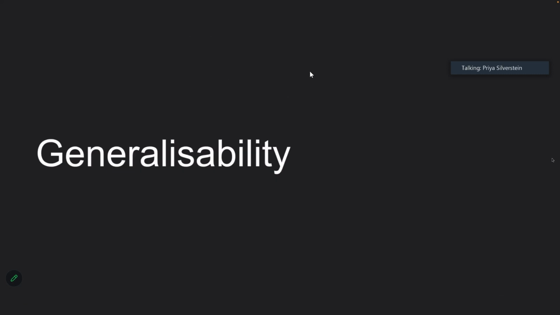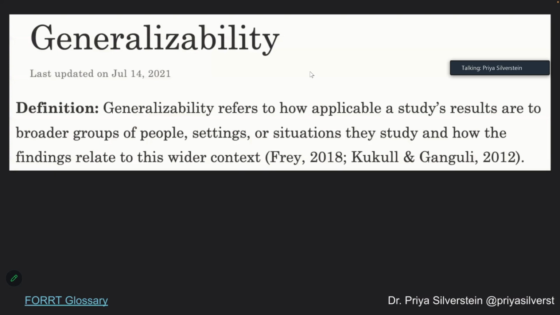Okay, so lastly, I'm going to talk about generalizability. Generalizability refers to how applicable a study's results are to broader groups of people, settings, or situations than they study, and how the findings relate to this wider context.